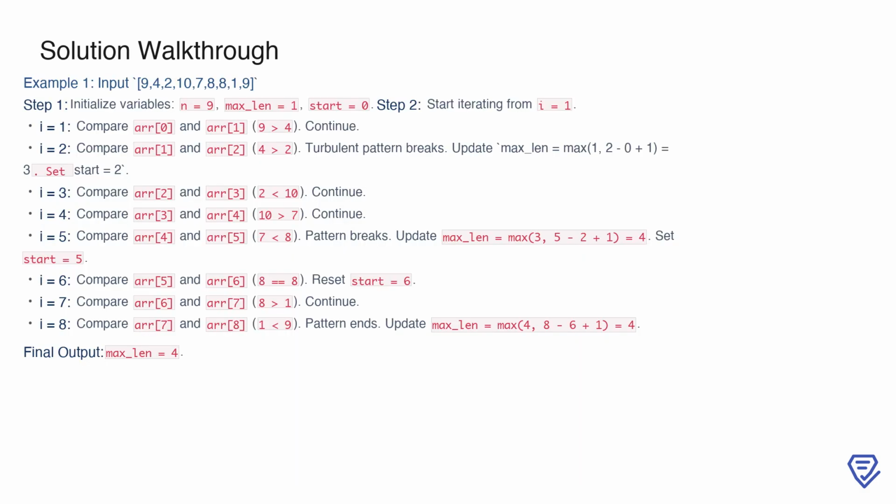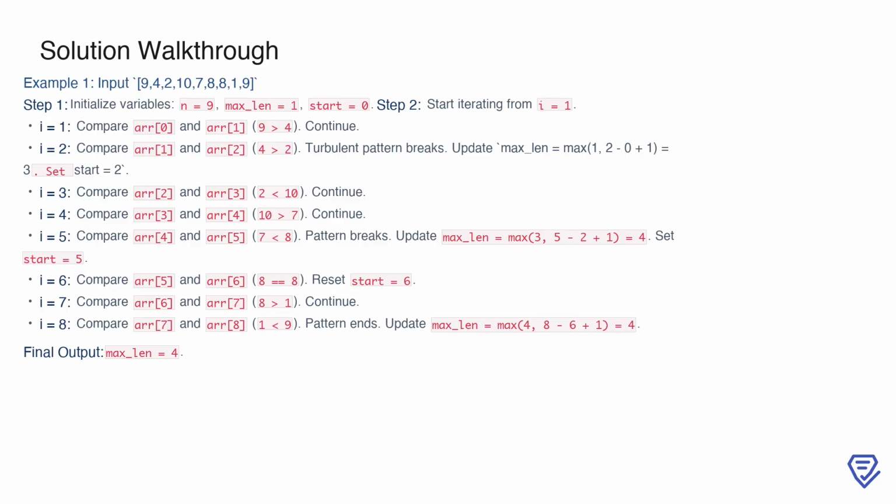To solve this problem, we start by initializing a few variables: n as the length of the input array, which is 9 in this case, max_len to track the length of the longest turbulent subarray, and start to mark the beginning of the current window. As we iterate through the array starting from index 1, we compare consecutive elements.